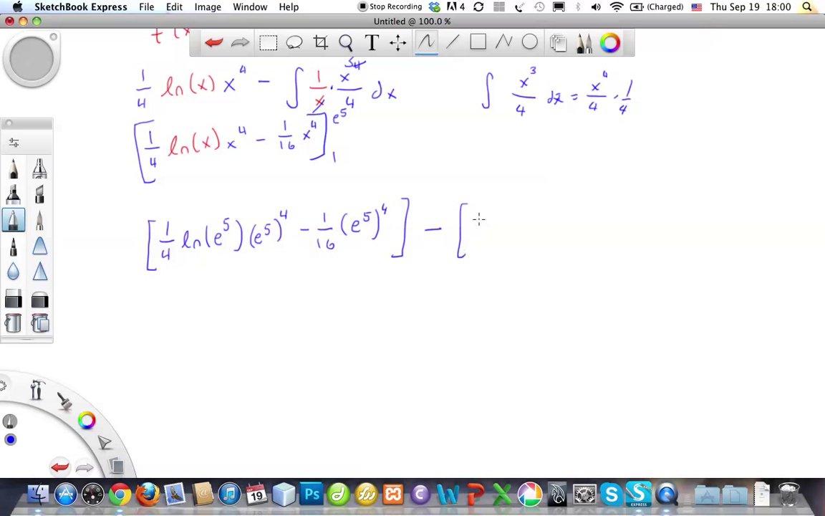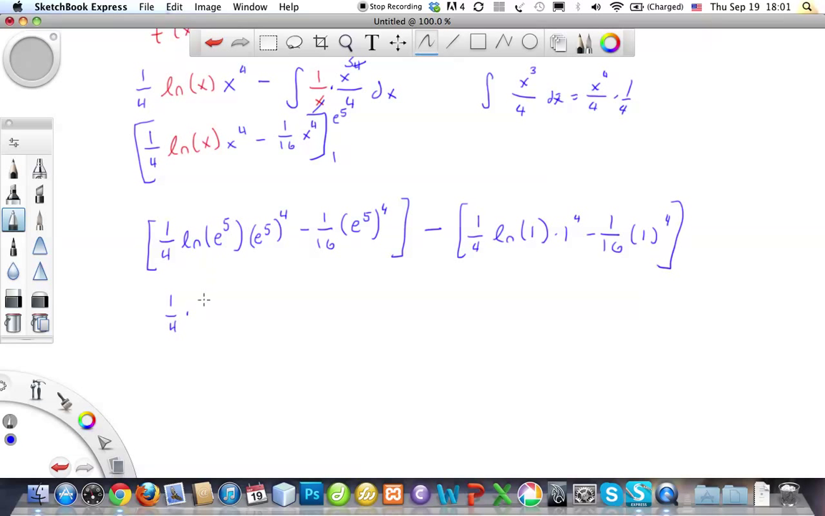So I'm going to get 1/4 times the natural log of 1, times 1 to the 4th power, minus 1 over 16 times 1 to the 4th power again. Okay, now let's start simplifying things. We're going to have the natural log of e to the 5, and that's just 5, because the natural log and the e cancel out. You can just put this exponent up front, so natural log of e is 1.